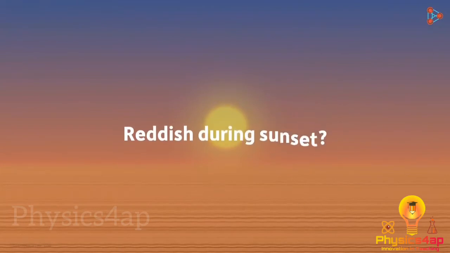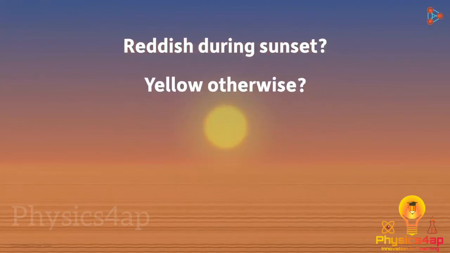Now it's time to see why the sunset or sunrise is yellow in color. That we are going to discuss now.